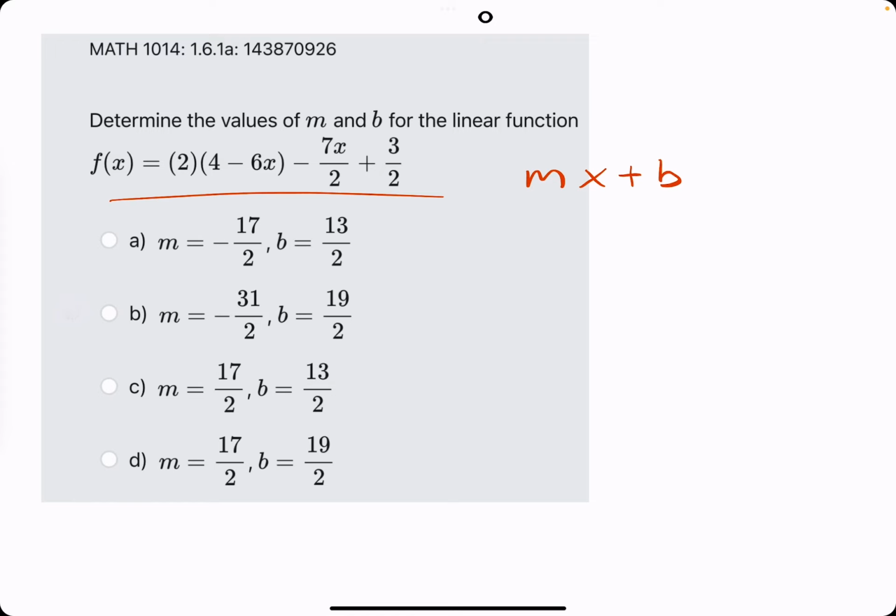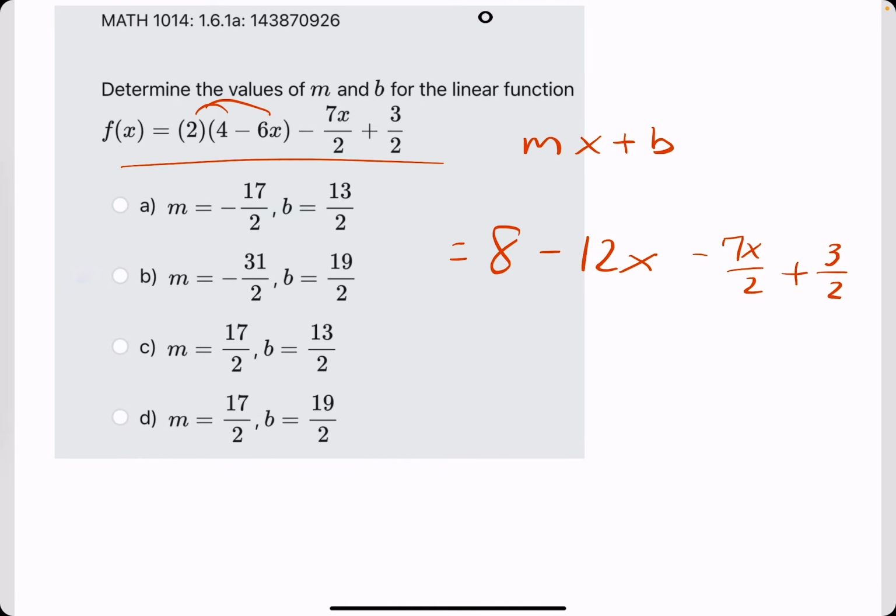So, let's get started. I would recommend distributing this 2 first. That's probably a good first step. So 2 times 4 is 8. 2 times negative 6x is minus 12x. And then we still have minus 7x over 2 plus 3 over 2.